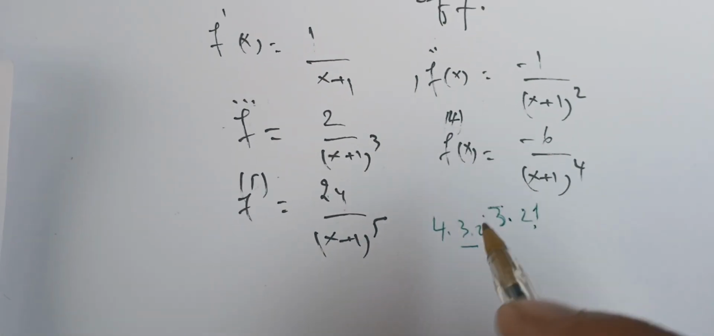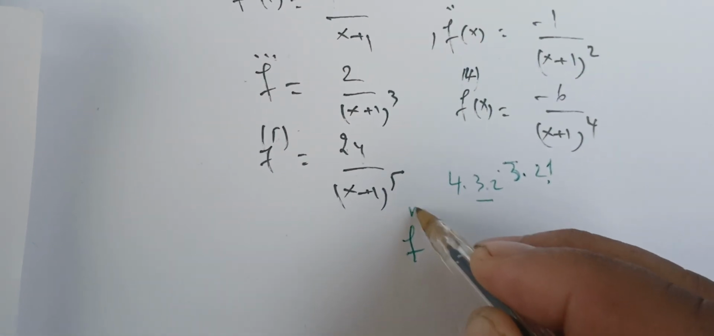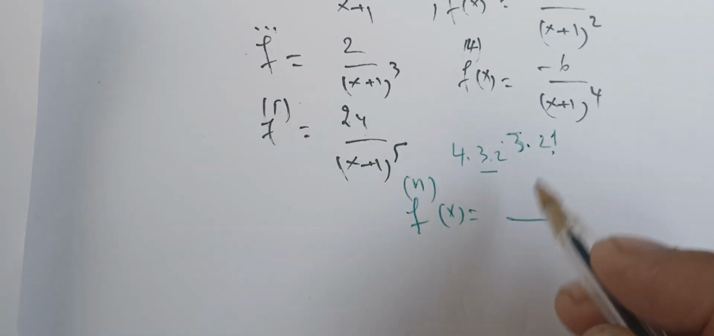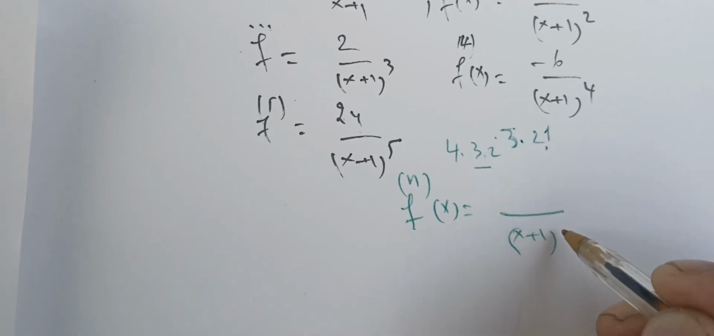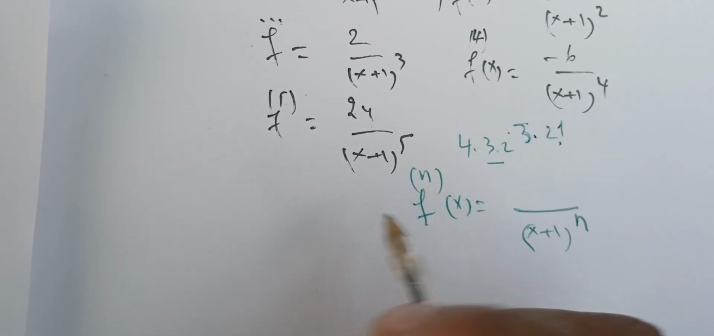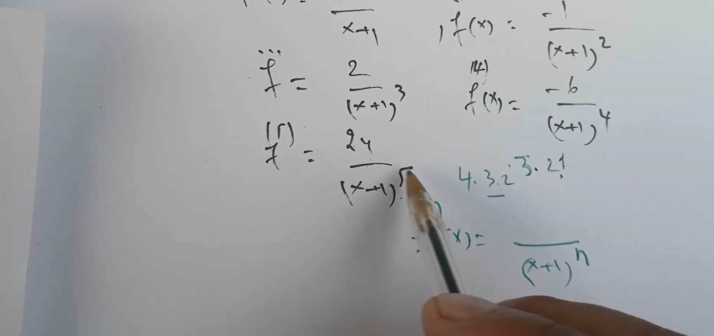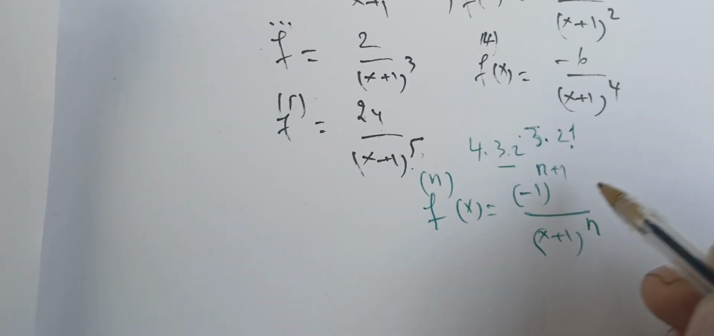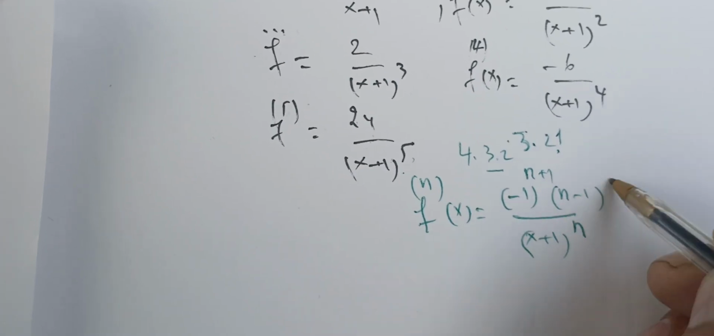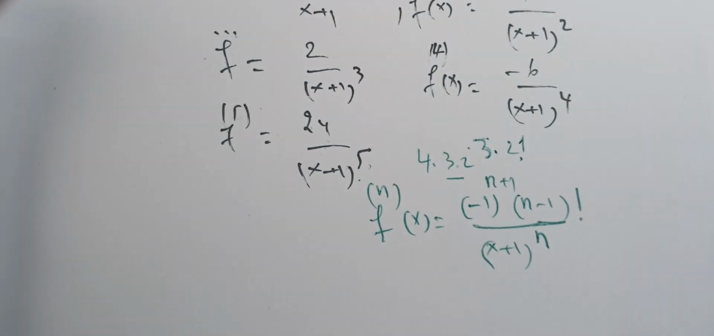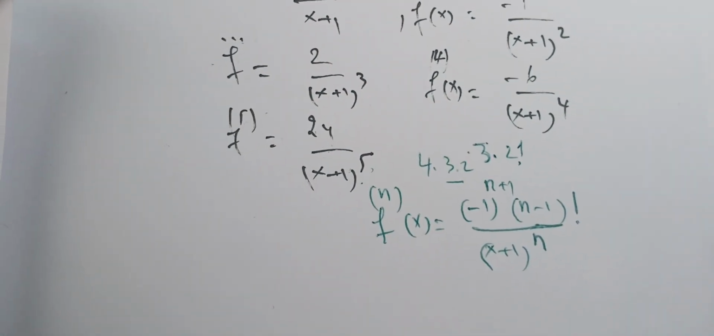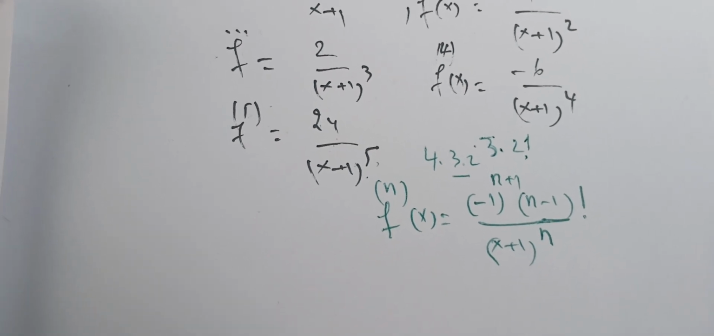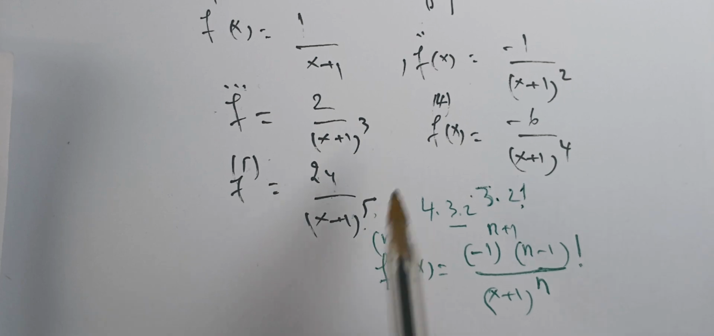I can claim that the derivative of order n is going to be x plus 1 to the power n on the bottom. I get this one from here. And on top, I get minus 1 to the power n plus 1 times n minus 1 factorial. So this is what I noticed, and I can go and check here.